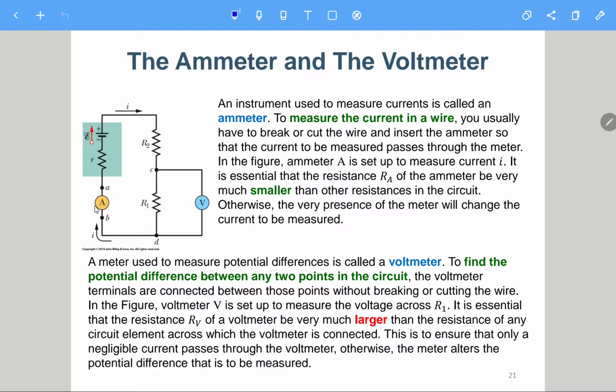And in that case, the ammeter should have a very low impedance. Otherwise, it will influence the original operation of the circuit. You can imagine, if you don't need to measure the current, then this part is just a short circuit. So in that case, the ammeter should have a low resistance. So for the voltmeter, suppose we try to measure the voltage between node C and D, which is the voltage across R1. And in that case, the voltmeter should have a high resistance.